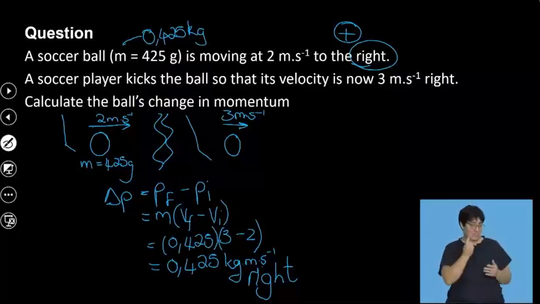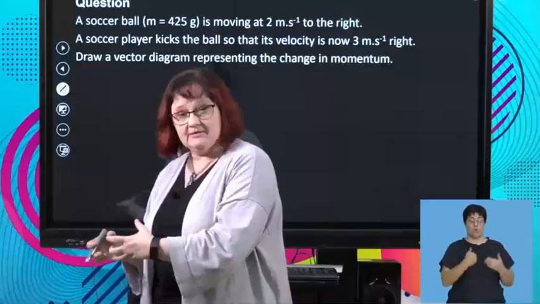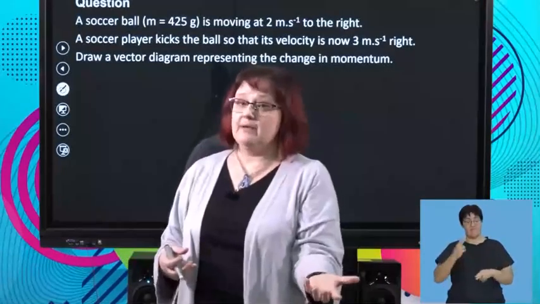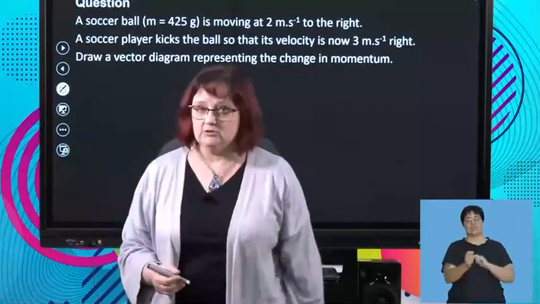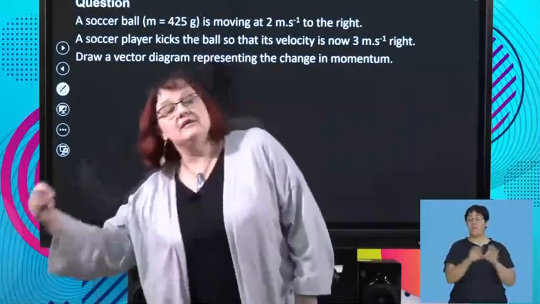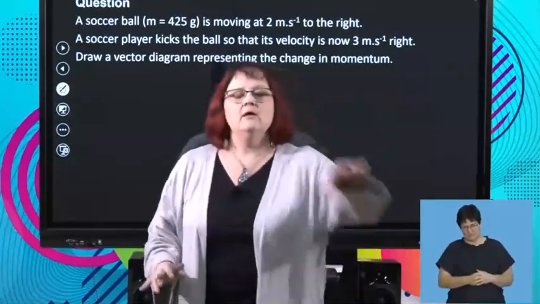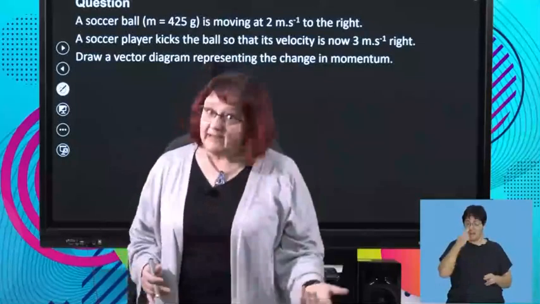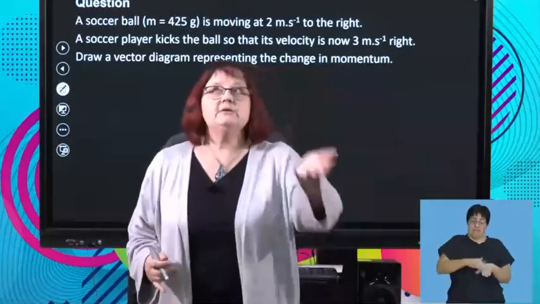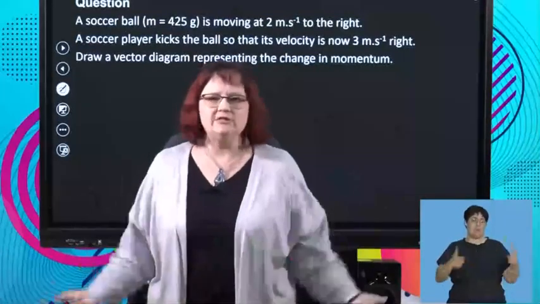Straightforward. Now for the fun part. Draw a vector diagram representing the change in momentum. What we're actually going to do is I want to show the initial momentum, I'm going to show the final momentum, and then I'm going to show you where the change was. We didn't work out the values of the initial and the final momentum. We don't need it. Final velocity was bigger than initial velocity, which means final momentum is going to be bigger. I'm just going to draw it as a bigger line.